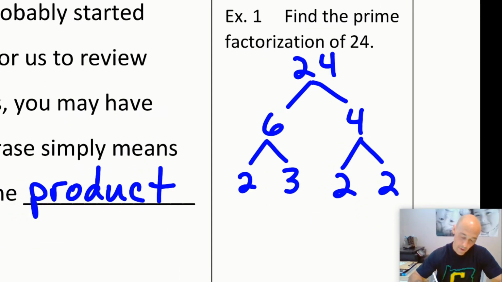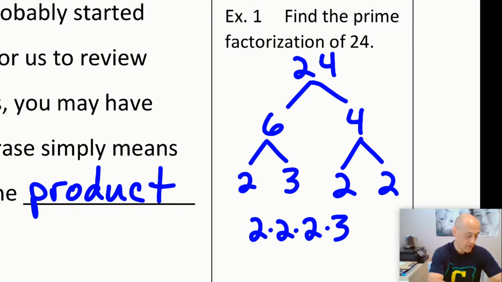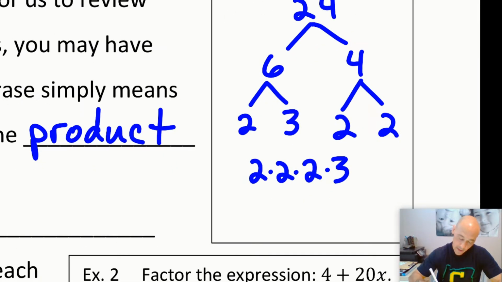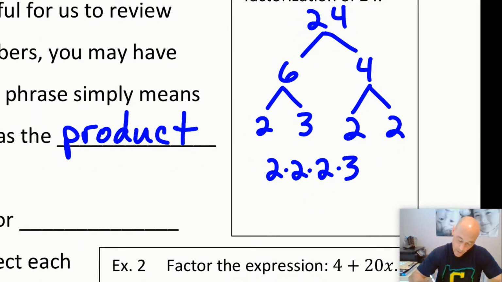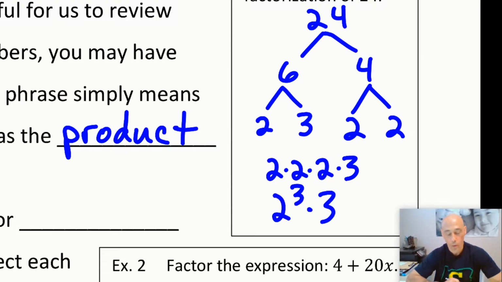Now, we often rewrite this prime factorization as, we could write it as 2 times 2 times 2 times 3, and that's just fine. But it's also helpful to write it as 2 to the third power times 3. And that's really probably the way that you learned how to do prime factorization.